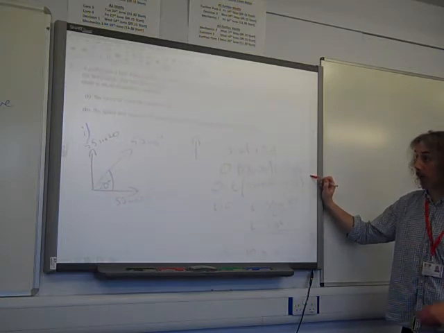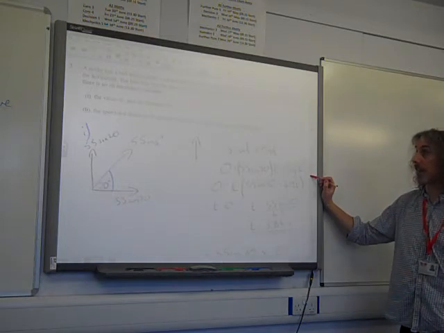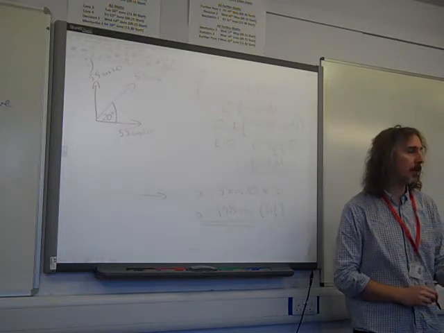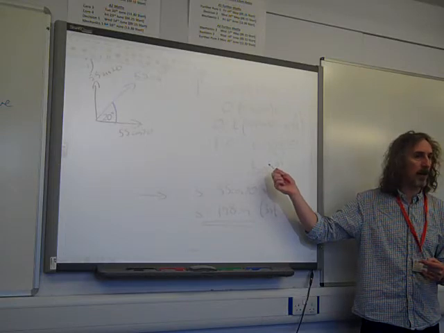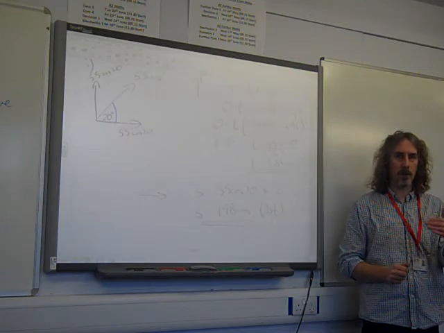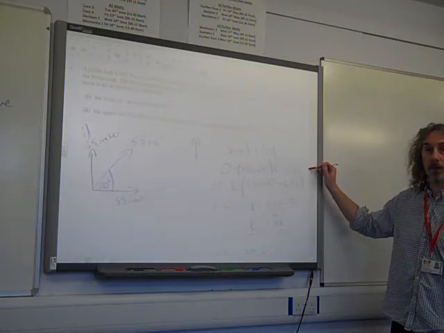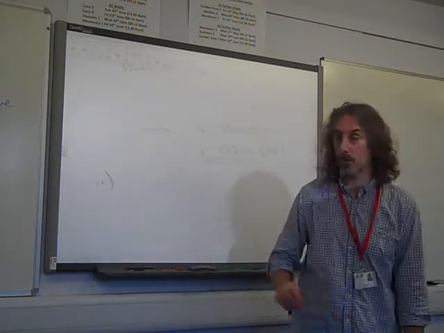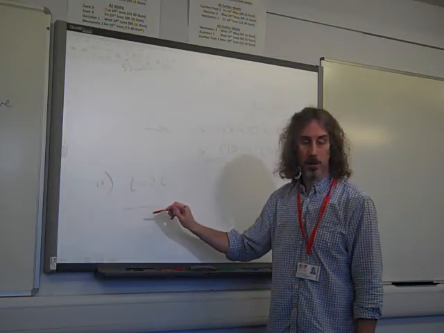The speed and direction of the ball 2.6 seconds after the golfer strikes the ball. The ball would be in motion at that point, because that's during the time that the ball is in the air. So I need to find the horizontal and vertical components of that velocity and then work out the resultant speed. Let's consider the vertical motion to start with. t is 2.6 now.